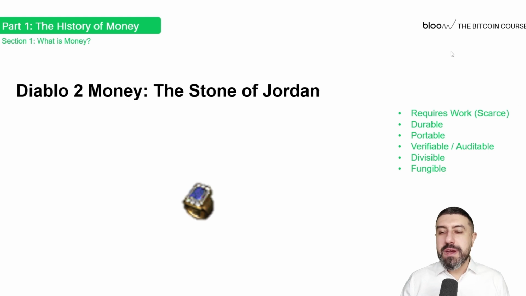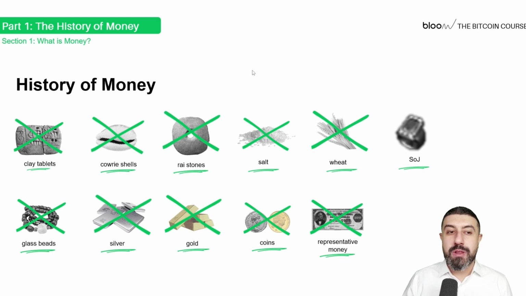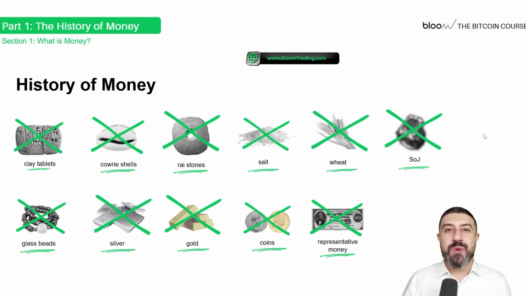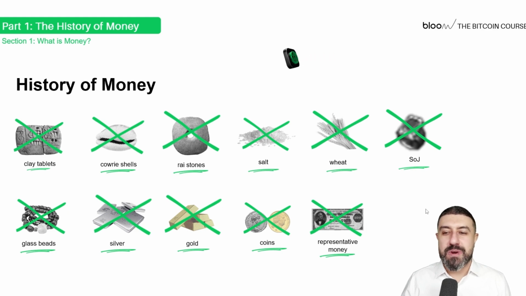Now, one funny thing that happened is that, like all the other forms of money that we looked at, Stones of Jordan also died as a form of money, for the same reasons that the other ones died. So later on, when we cover the reasons for money dying, we're also going to cover why this one died.